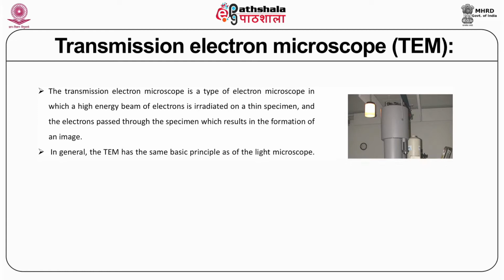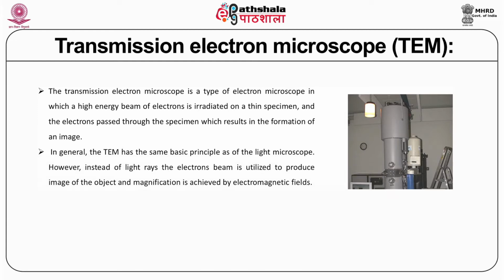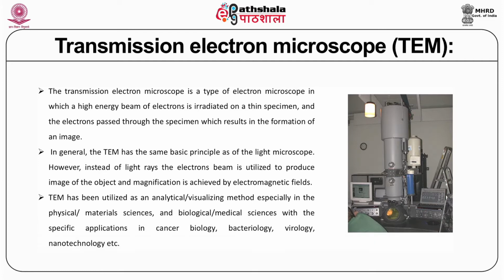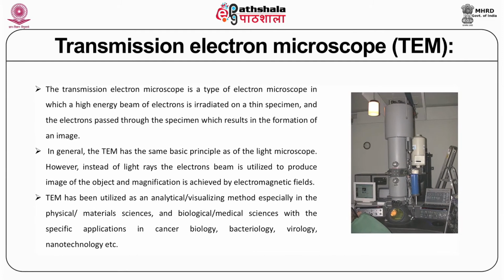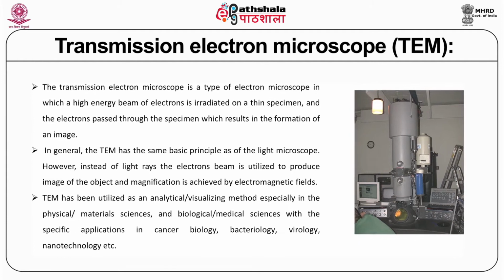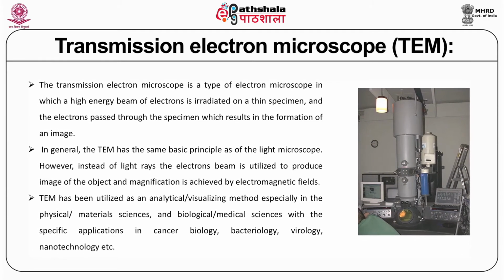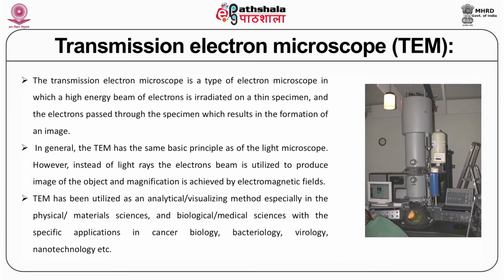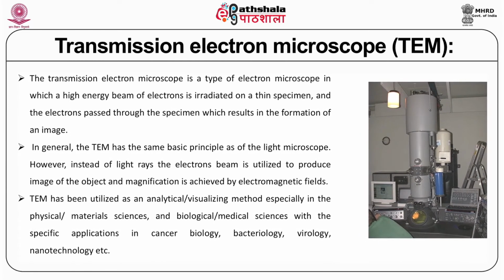This is a type of electron microscope in which a high energy beam is irradiated on the sample. The electrons pass through the specimen, which results in the formation of the image. Therefore, in general, the TEM has the basic principle of a light microscope, of course, using electrons instead of light.